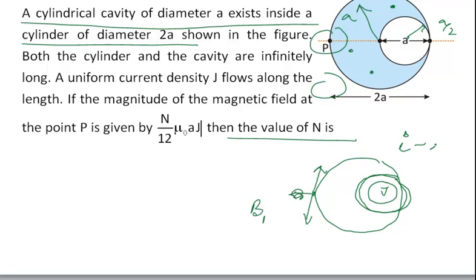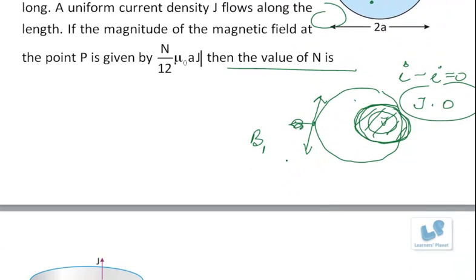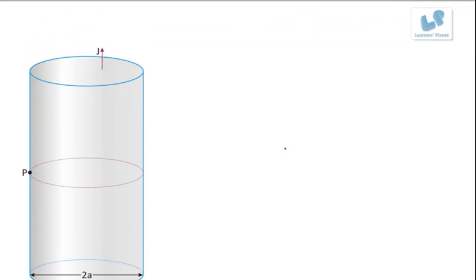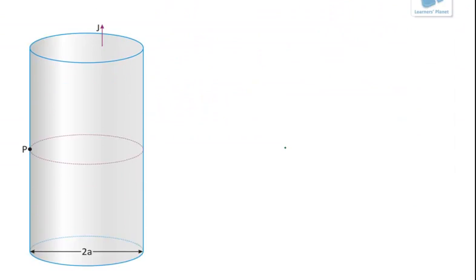So what happens is that the total current through this portion is I minus I, that is 0, because of the passage of current in the complete solid cylinder with current density J, and if we assume that one more current is flowing only through this portion in the opposite direction, then the net current in this portion will be 0. Okay, so by superimposing these two cases we can find out the magnetic field at point P, and in both the cases we can apply Ampere's circuital law also.